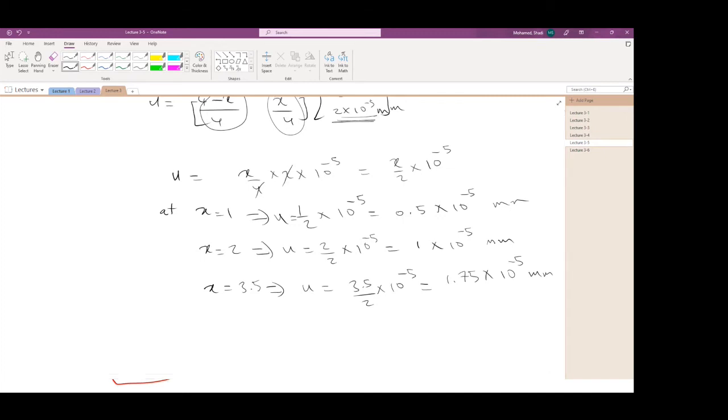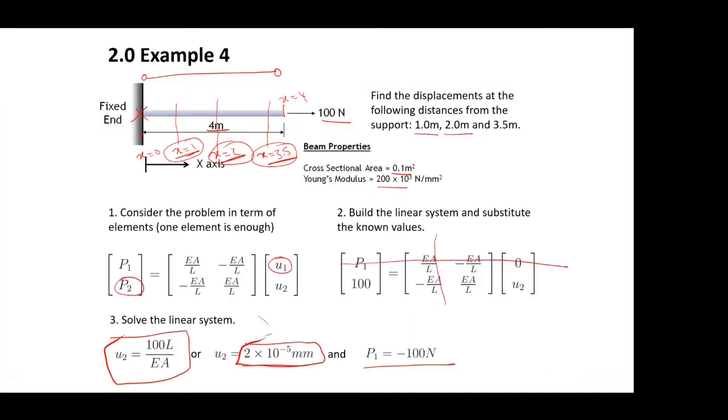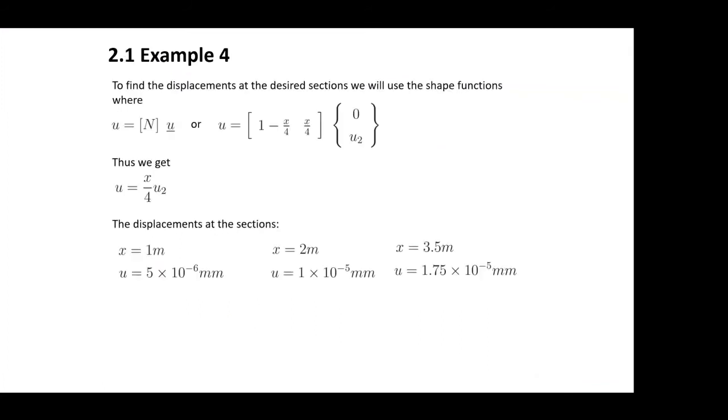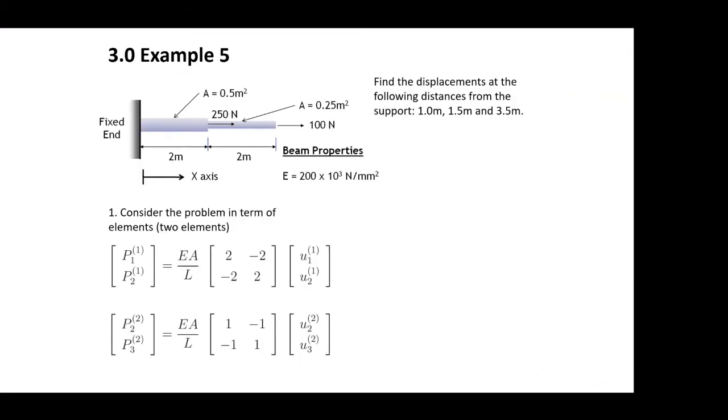I have solved one example. I want you to solve one example yourself. This is the example for you to solve. First of all, I want you to solve this problem to identify the displacement at the nodes. So solve the problem just like the standard problem we have been solving. This is 2 elements. You need to work on that. And then I want you to find the displacement at 1 meter from the support, 1.5 meters from the support, and 3.5 meters from the support.